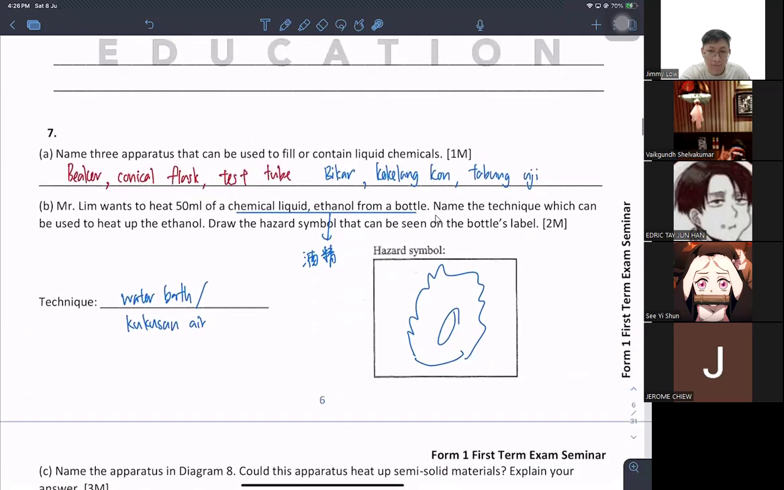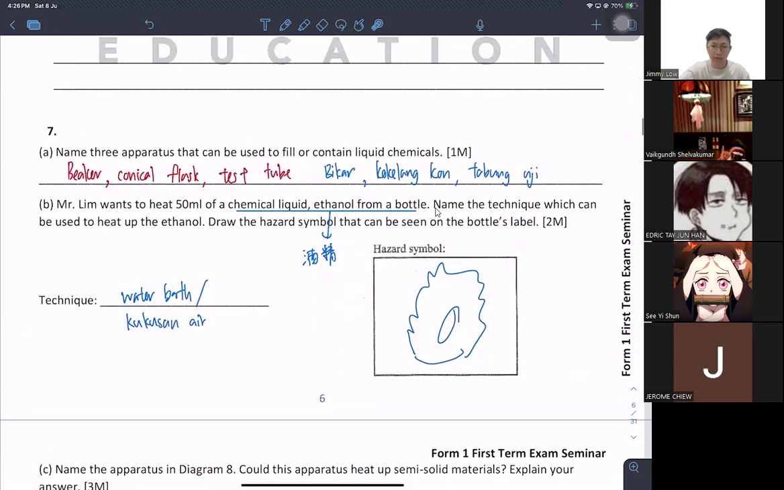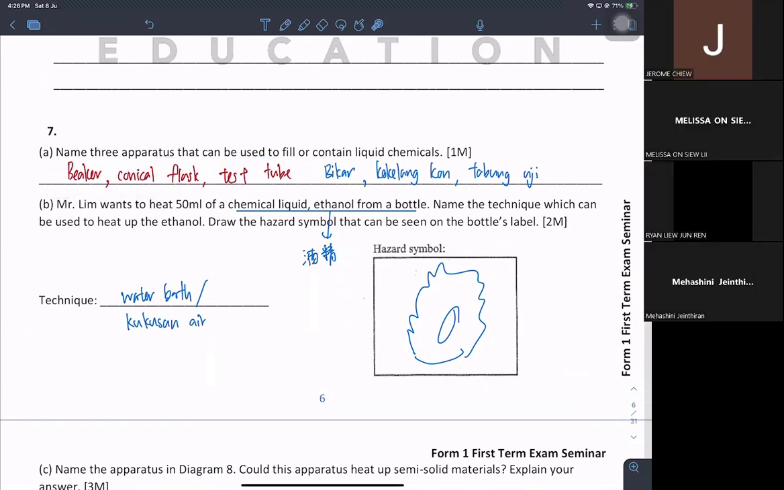Then we go to the important one. Same thing here: apparatus names, how to fill liquid substances, also chemical substances. Beaker, conical flask, test tube, know their names. It matters.